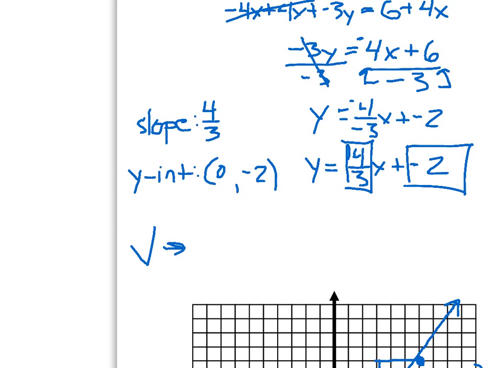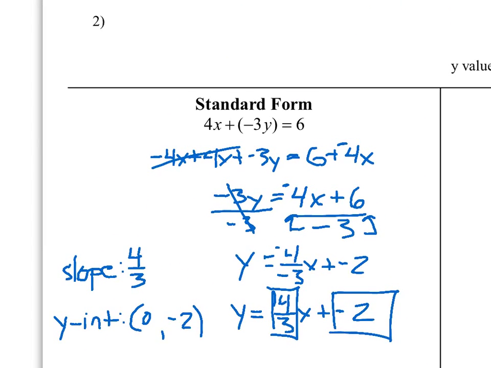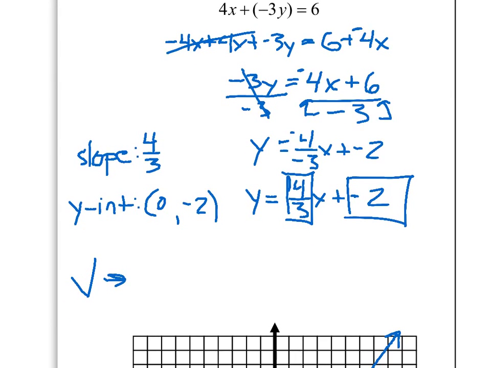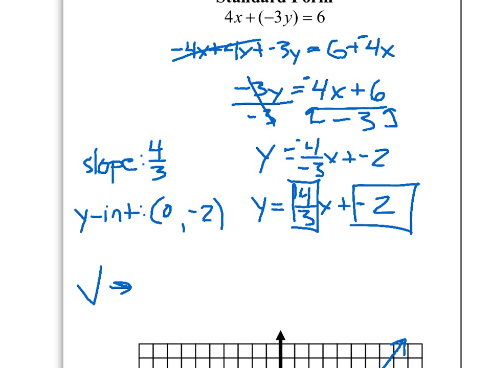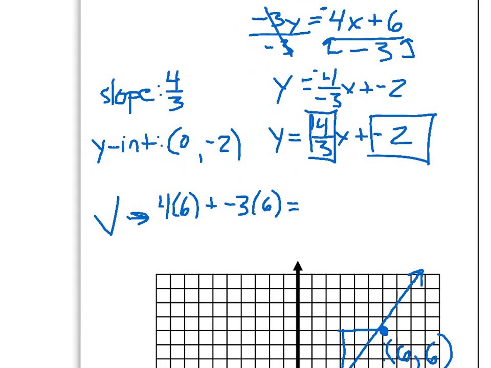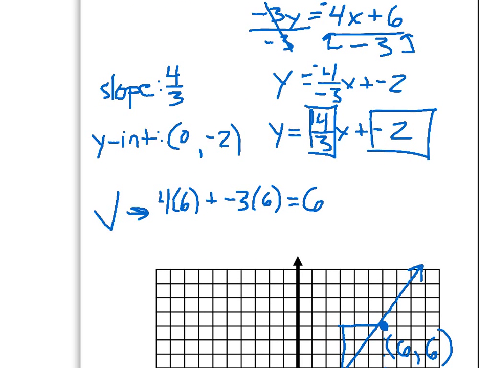So this is our check. Right here, we're going to plug it into the equation. So I'm going to go all the way back to the original equation, and I have 4 times 6 plus negative 3 times 6, and that's supposed to equal 6. So that's 24 plus negative 18 is equal to 6, and that's indeed 6 is equal to 6.